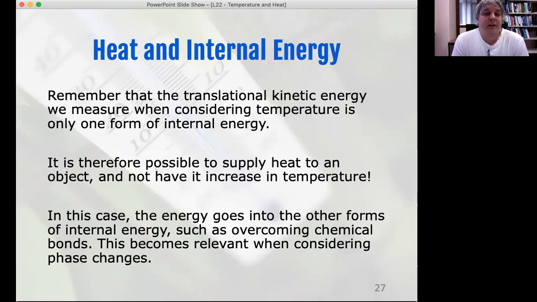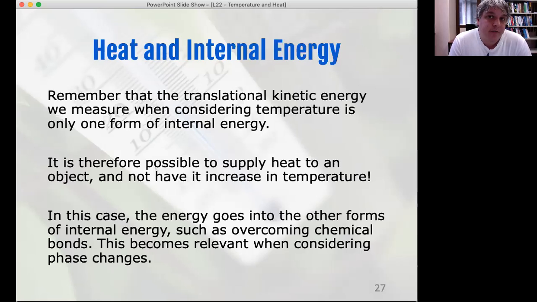So heat and internal energy are terms that you need to understand. You need to be able to define them. Translational kinetic energy is the temperature of the substance. You can have internal energy, you can have temperature, you can have heat. They're all different things. So get used to the different terms and what they all mean.